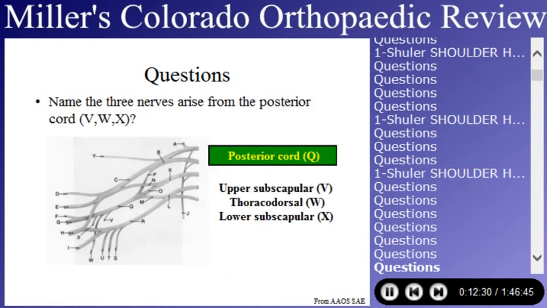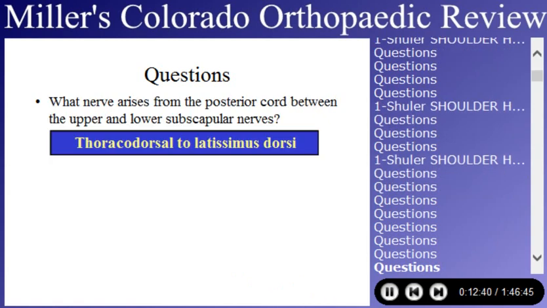The 3 nerves that arise from the posterior cord: upper subscapular, thoracodorsal, and lower subscapular. What nerve arises from the posterior cord between the upper and lower subscapular? Thoracodorsal, to latissimus dorsi.